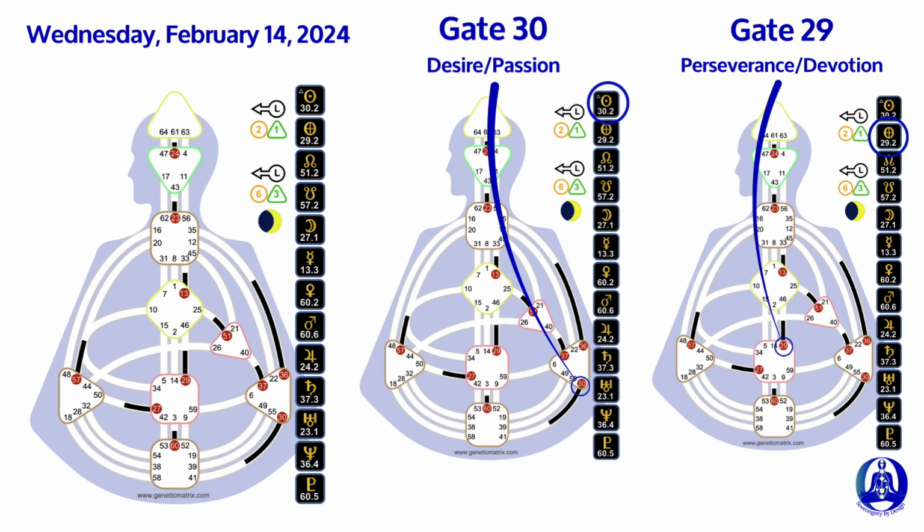I always love this one because here, with the sun moving into the gate 30, this is the gate of desire or the gate of passion. And of course, it's Valentine's Day, right? And it's on the emotional solar plexus, so it's emotional energy. And it's in the sensing circuit, so it is right-brained energy. It's creative, it's experiential, it's embodied.